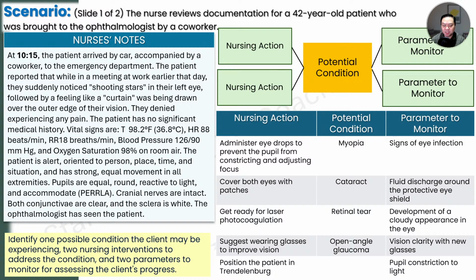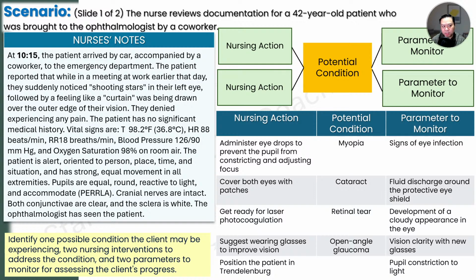The patient is alert, oriented to person, place, time, and situation, and has strong, equal movement in all extremities. Pupils are equal, round, reactive to light and accommodation. Cranial nerves are intact. Both conjunctiva are clear, and the sclera is white. The ophthalmologist has seen the patient.